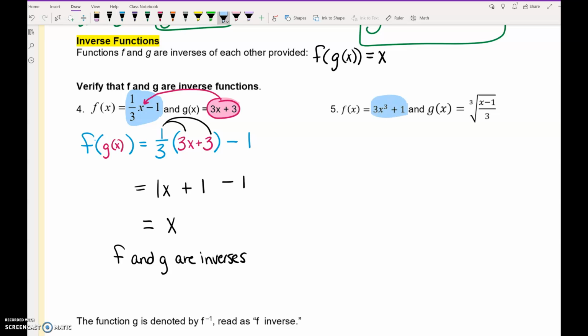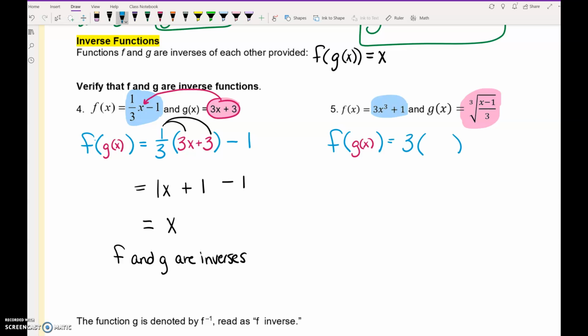Our f function is 3x cubed plus 1. Our g function is the cube root of x minus 1 over 3. And you might be able to already see in here how these are already going to be inverses. The first one has x cubed, the other one has the cube root. One of them has 3 times, the other one has divided by 3. One of them has plus 1, the other one has a minus 1. So everything that is being done in one of them is being undone in the other one. But they want us to verify by doing f of g of x.